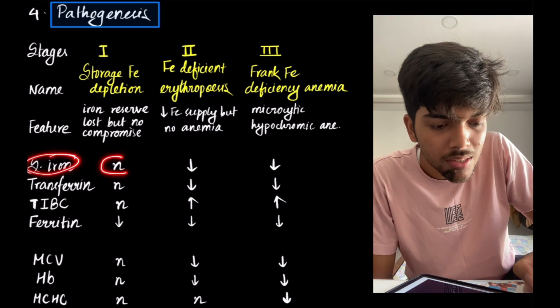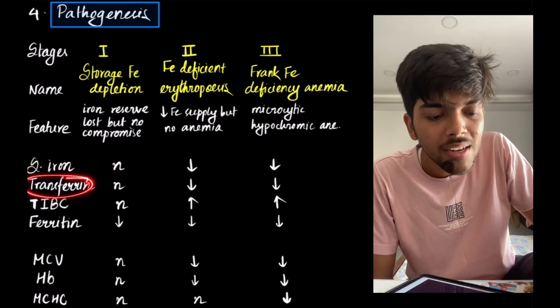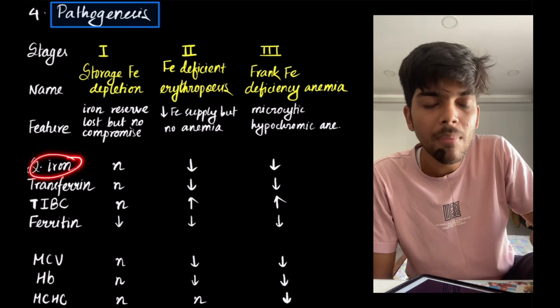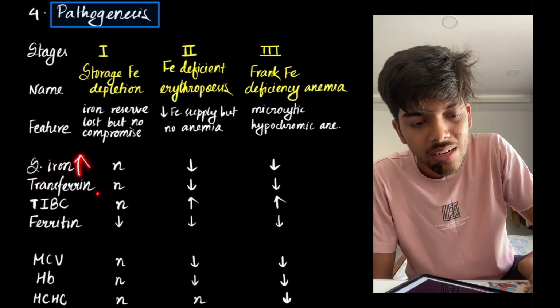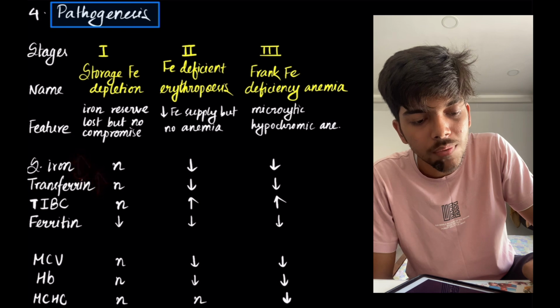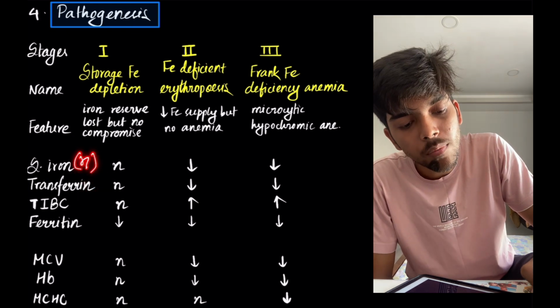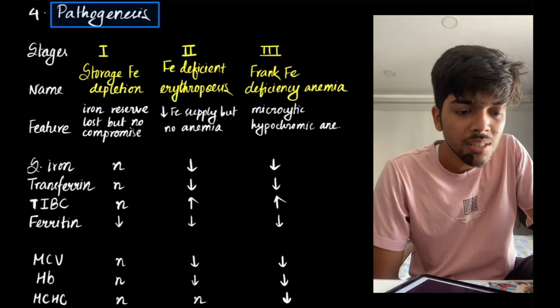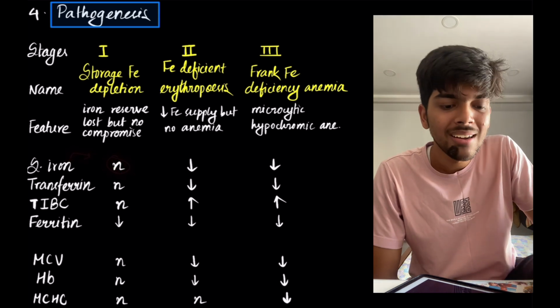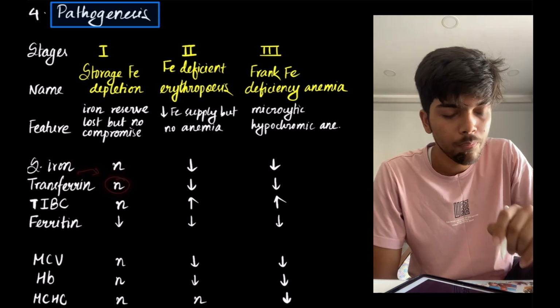Serum iron is normal. Transferrin is dependent on serum iron. When serum iron is high, transferrin is high. Serum iron is low, transferrin is low. Serum iron is normal, transferrin is normal. So since serum iron is normal, transferrin is normal as well.